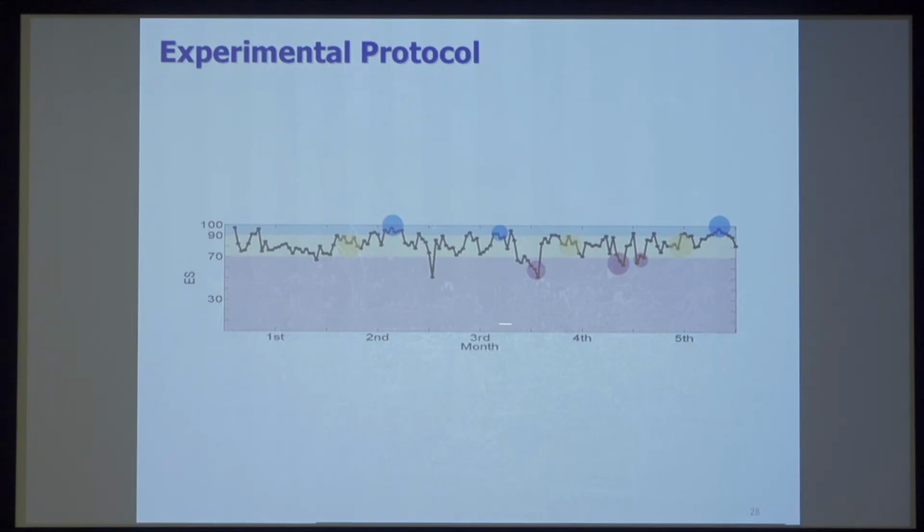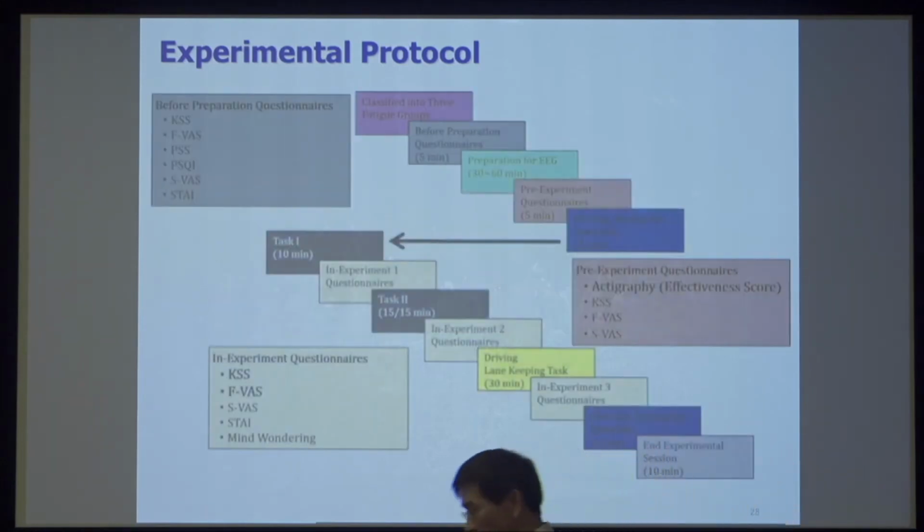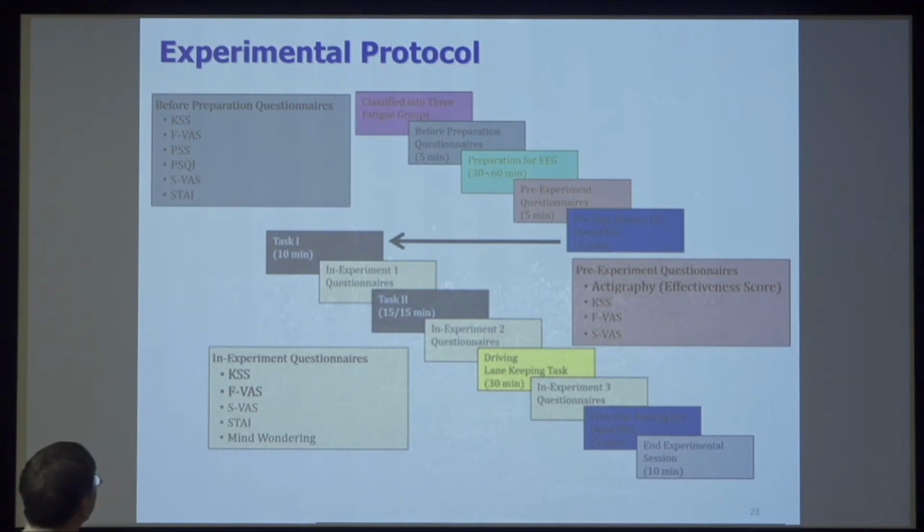Okay, so this is one of the typical subjects. You can see over 5 months, and this is poor sleep, good sleep. You can see on 3 different days we record those data. Okay, and this is the experiment the subject performs once they report to the lab. And actually, between the experiments, we also have a questionnaire for the subject to report the subjective fatigue level and stress level, etc.